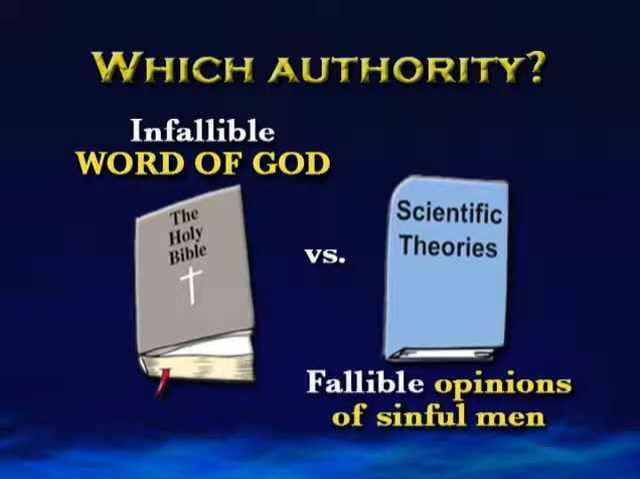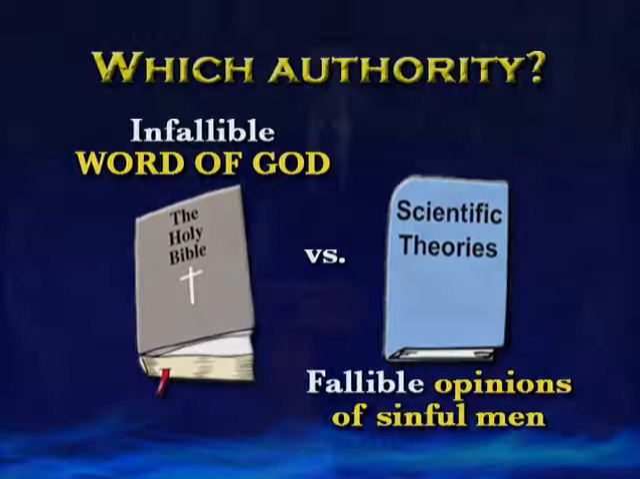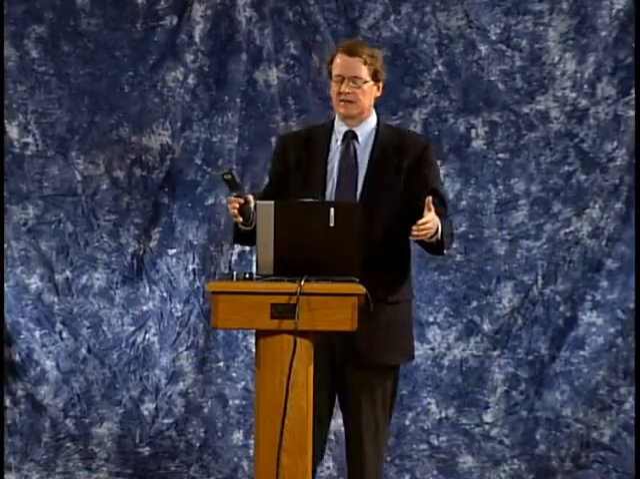Or do we believe the fallible opinions of sinful men who are not only fallible, but they actually do make mistakes? They weren't there at the beginning. They don't know everything. And the evidence that they make mistakes is they have to keep republishing their science textbooks and revising them because of the errors in the last edition. And they're men who are sinful. They're in rebellion against their Creator, trying to find a way to explain the world without God so they do not have to be accountable to Him. Who are we going to believe?